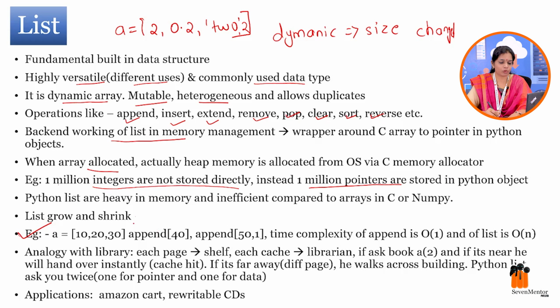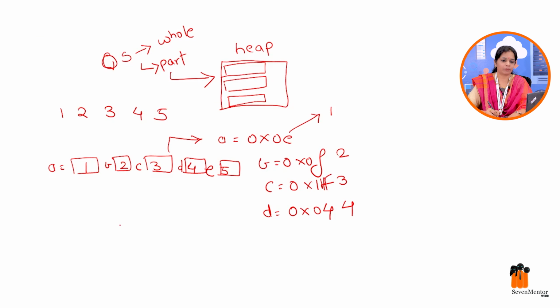Okay, so let's come to an example. I have written here A is a list: 10, 20, 30. So let me draw. I'll erase this off first. I'll take some different color. Okay, see.